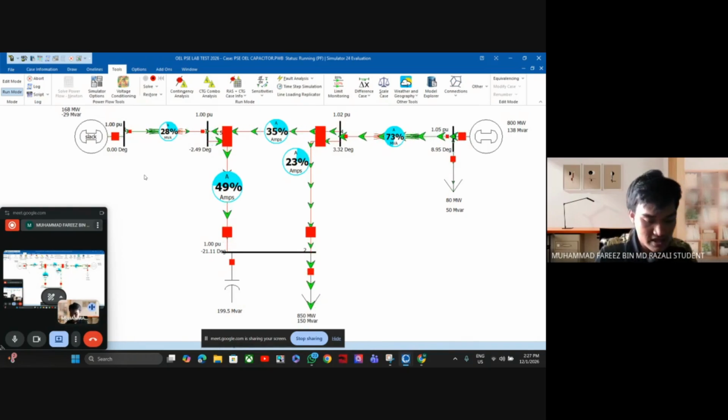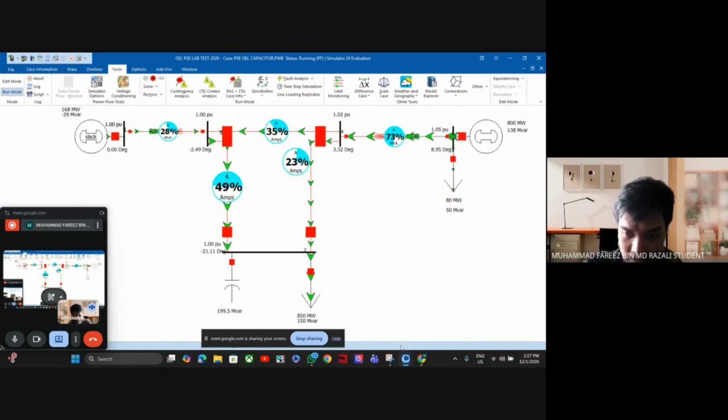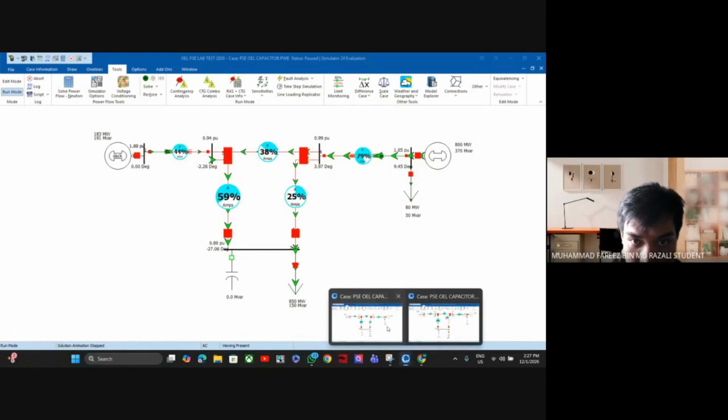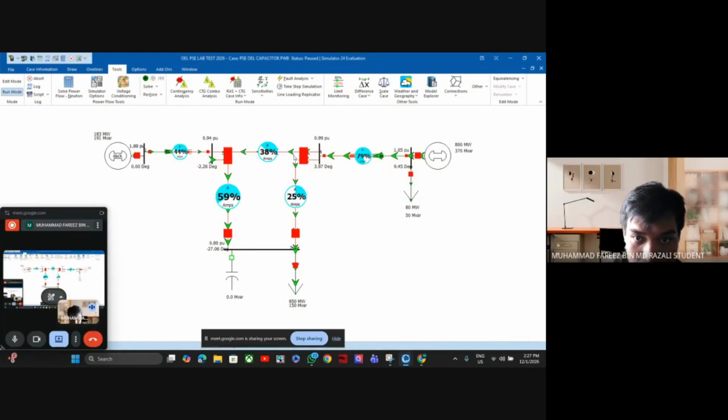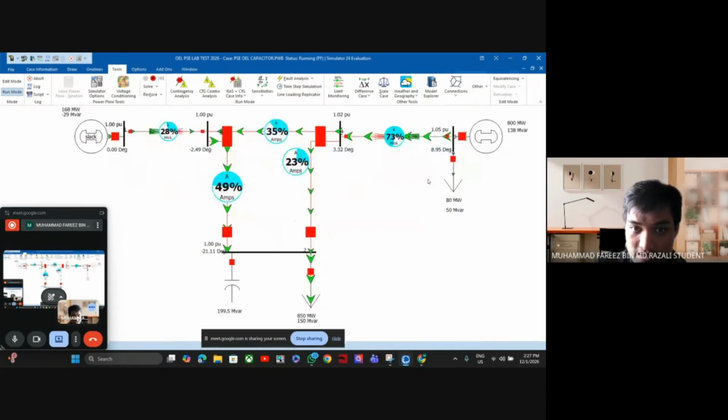Now you can see the line current loading is clearly reduced. For example, from here, just now it was 59% with no capacitor, but now with the capacitor it has decreased from 59% to 49%. Another branch, this one from bus 4 and bus 5 to bus 5, was 38% just now if I recall. But now, if you check, it has decreased to 35%.